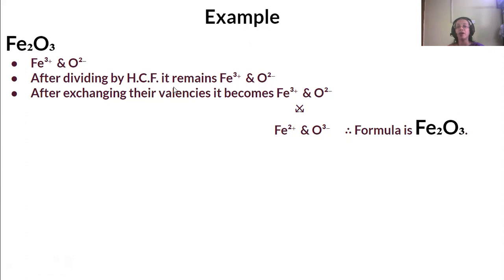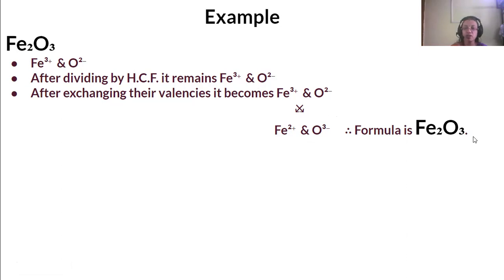After dividing by the HCF, it remains Fe3 plus and O2 minus, because there is no common factor of 3 and 2. The highest common factor is only 1. So if we divide by 1, we get Fe3 plus and O2 minus. Then we exchange their valencies, and it becomes Fe2 and O3. The formula therefore becomes Fe2O3.